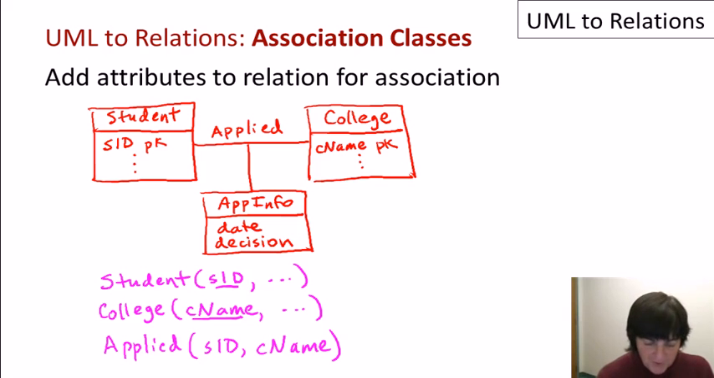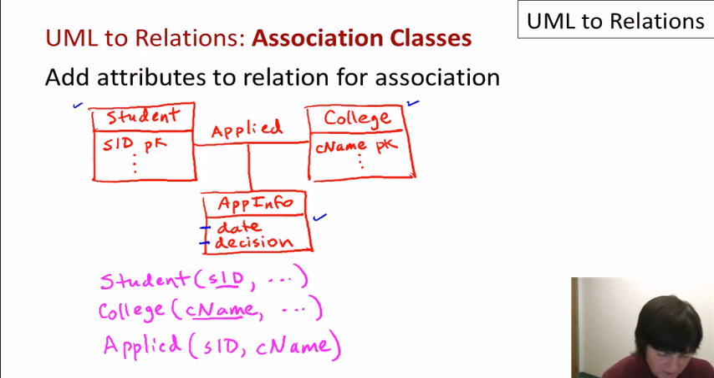Okay, so here's our UML diagram. We still have students applying to colleges, and then we've added an association class, which, as you remember, is attached to an association, and it gives extra attributes for that association. So here we're saying when a student applies to a college, we'll have a date of that application and a decision of that application. The first schema that I've shown down here is what we would get if we use the techniques we've already learned without the association class.